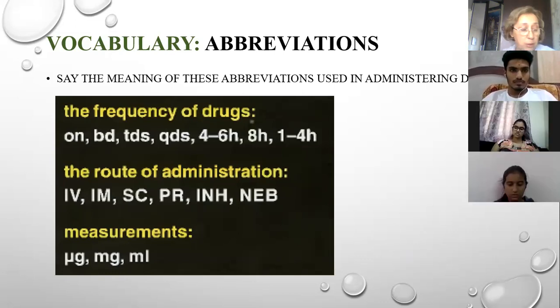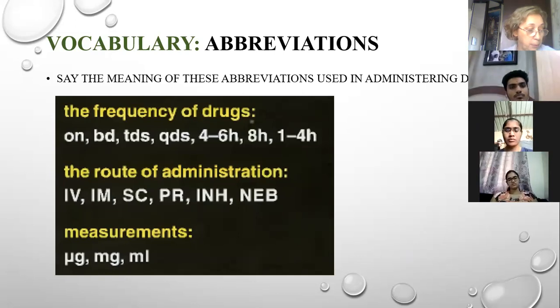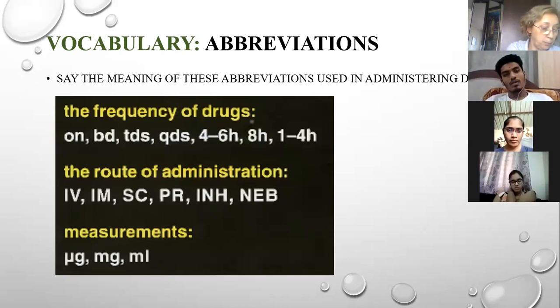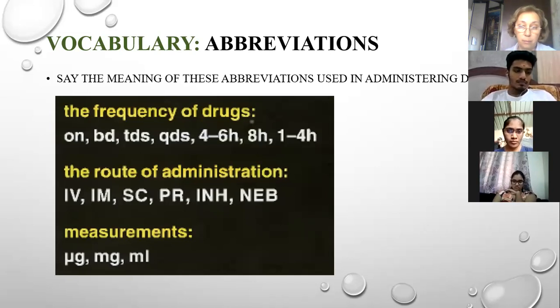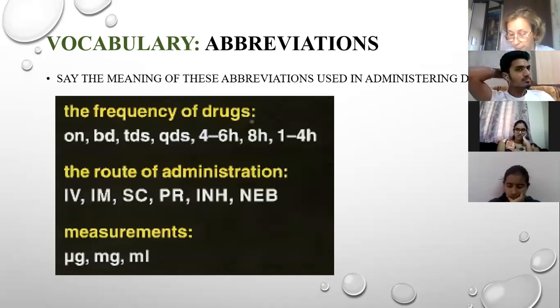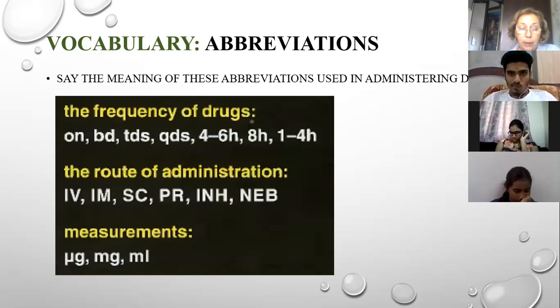Now, the route of administration. Let us listen to Rohita, please. Yes, ma'am. IV means intravenous injection. IM means intramuscular injection. SC means subcutaneous injection. And PR means per rectum, Latin phrase, by the rectum, right?